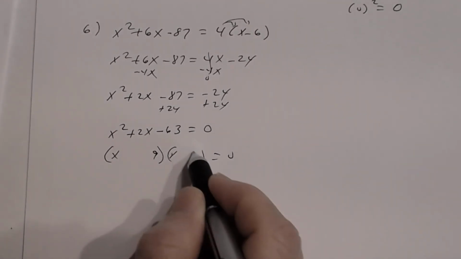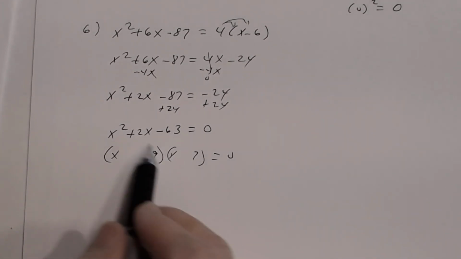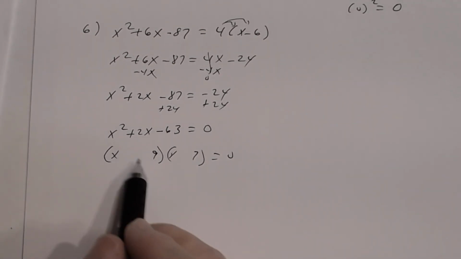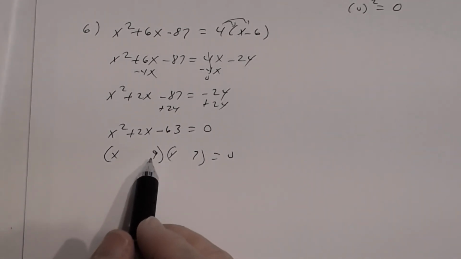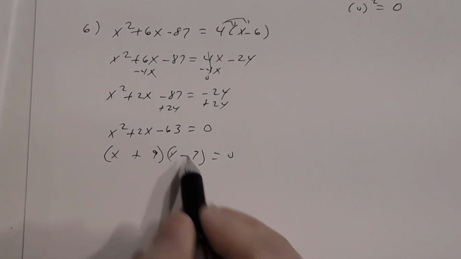So let's put a 9, a 7. The last sign is negative, that means these signs are different. So look at your middle sign. You want that to be a positive, right? And in fact, it's a positive 2x you want. Do you see which one you're gonna make positive, which one you're gonna make negative? Okay, so yes, this will be positive, this will be the negative.